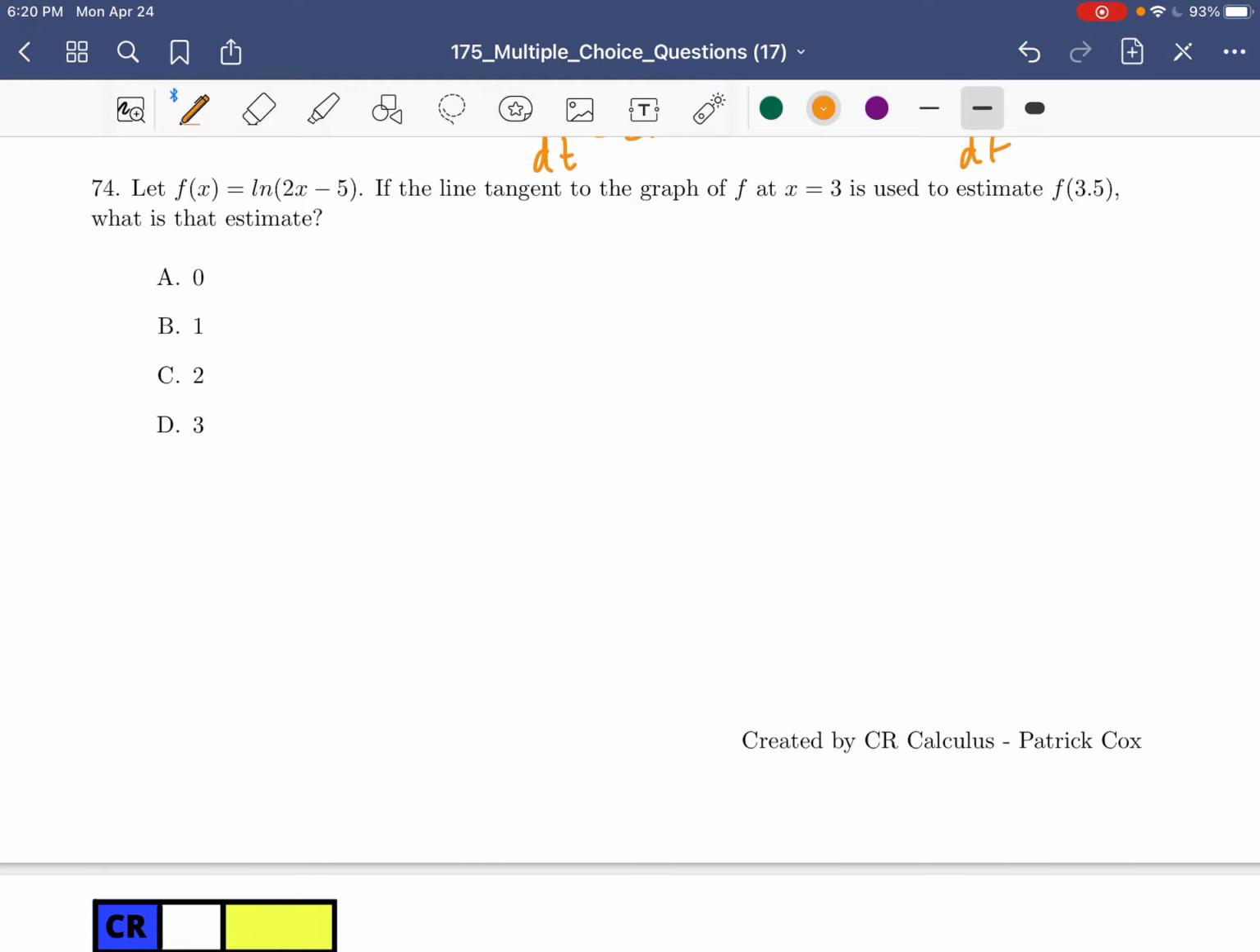Okay, 74. We have a tangent line. We're trying to estimate. So the first thing I need, I'm going to need an x value, a y value, and a slope. So the x value they give me is 3. Then I can find my y value by just plugging it in. And I get natural log of 1, which equals 0. So my y value is 0.